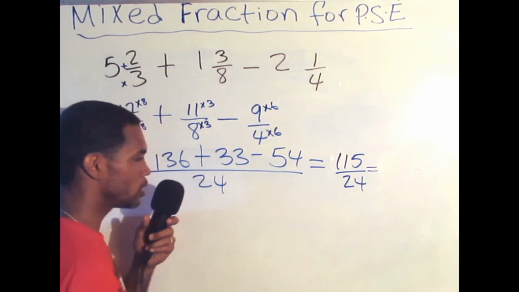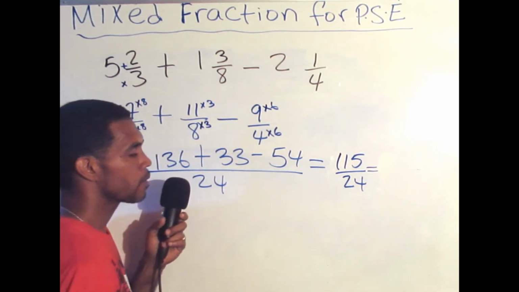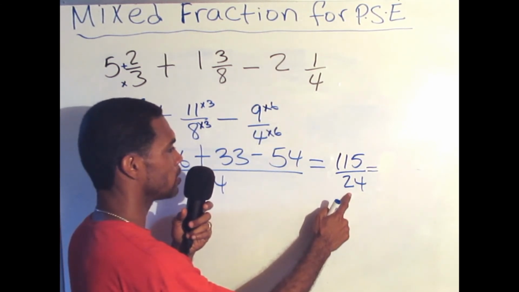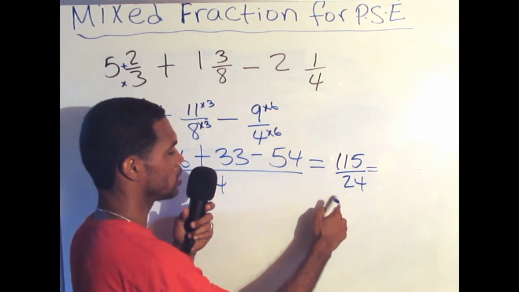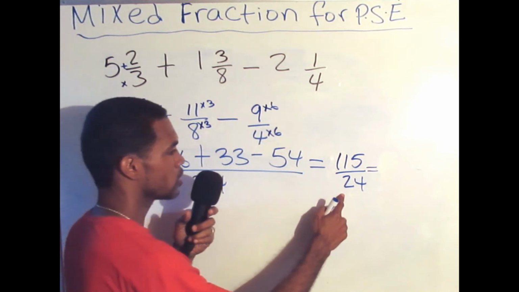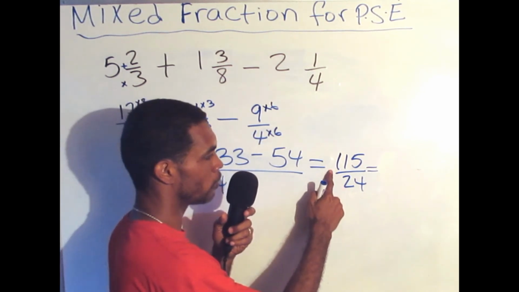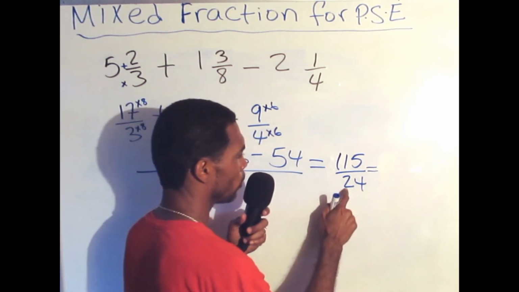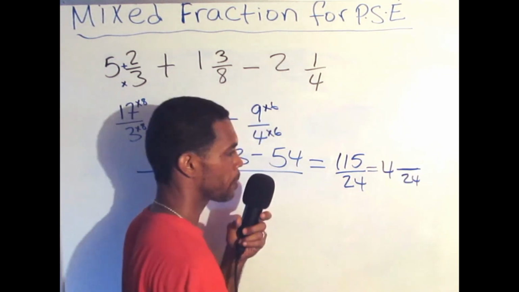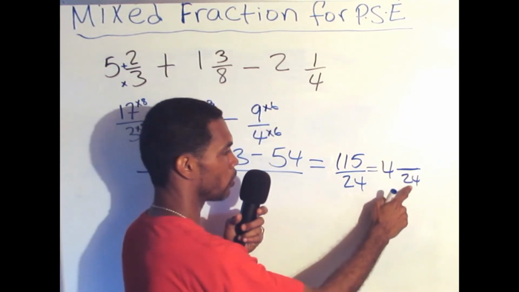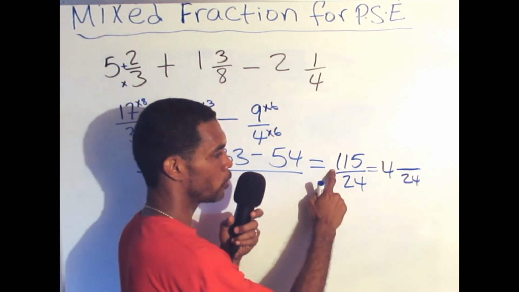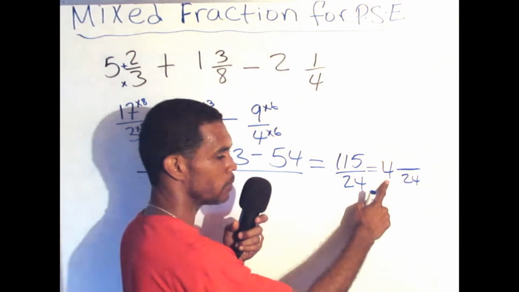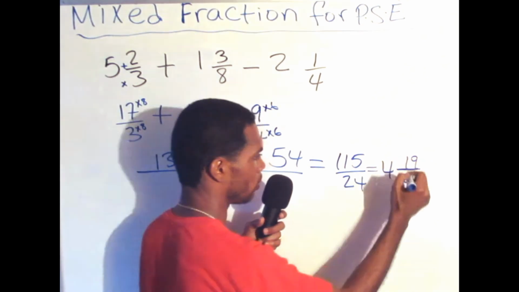But we cannot jump to conclusions and say that's my answer. The reason why is because I have an improper fraction, and now I want to change this back to a mixed number. So I ask myself, how many times can 24 go into 115? 24 can go into 115 4 times, and I put my remainder over the same denominator, 24. So 24 goes into 115 4 times, with 19 remainder over 24.